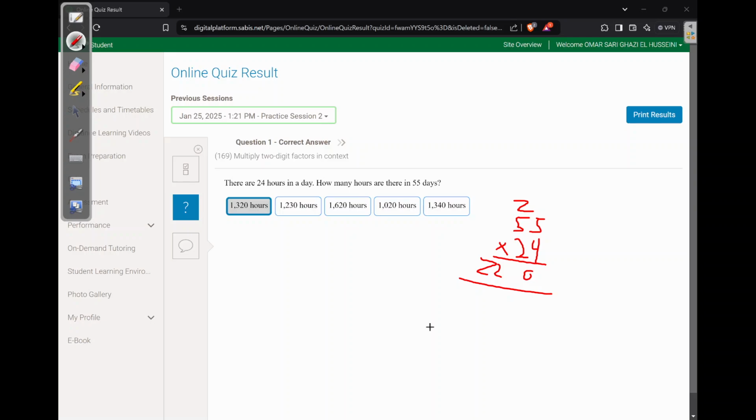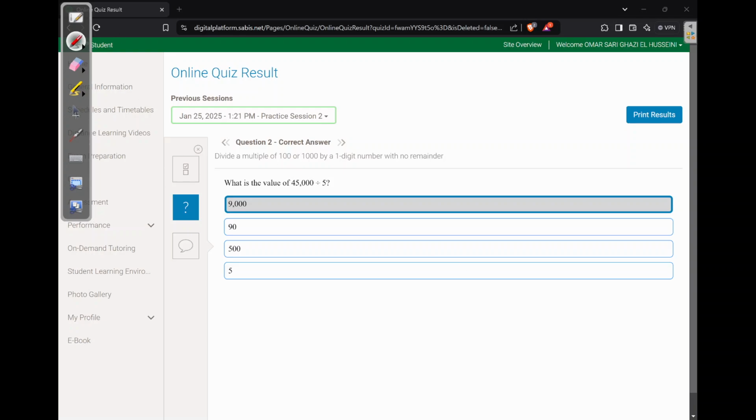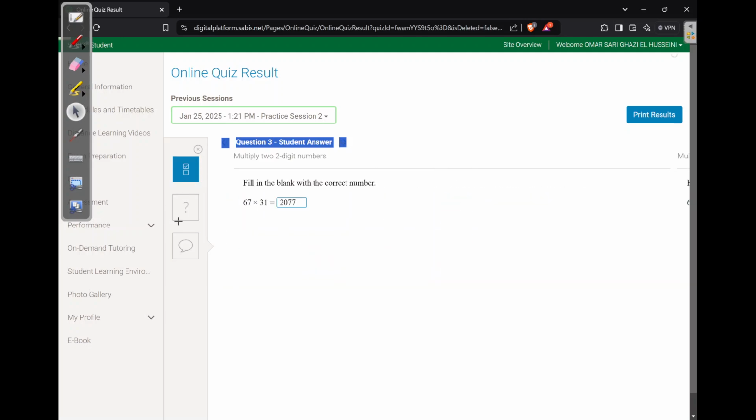Oh wait, no, okay, now we add the 0. Okay, 2 times 5 is 10, we just add the 0 here. We add 1, 2 times 5, the same answer, so is this one. Okay, this one is very easy. 45 divided by 9 is 5. We just add those 3 zeros because we did not use them.